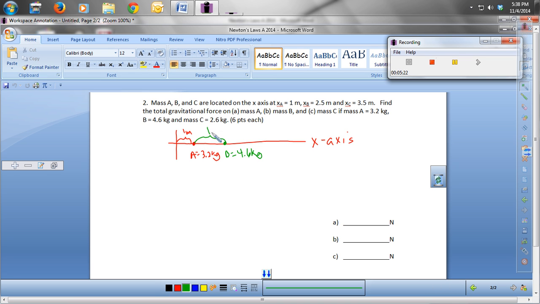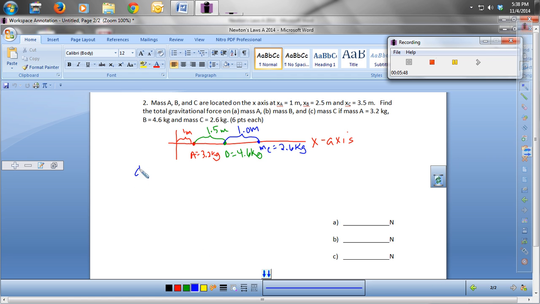So from here to here is 1.5 meters, because the whole distance is 2.5, so that means from the origin to there is 2.5. And then C is 2.6 kilograms, and it is another meter away. Because this one is at 3.5, if that's at 2.5, you have 1 meter.